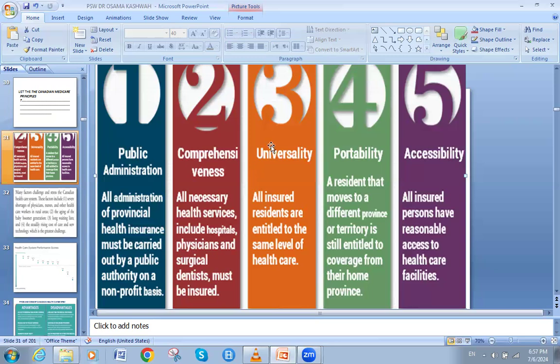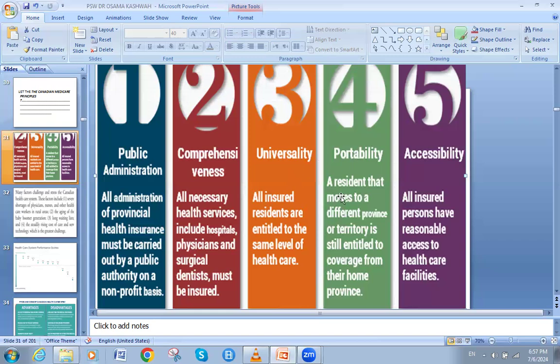No. Universality means that all are the same. No difference between a citizen and residents. All get the same service with the same quality in the same time.